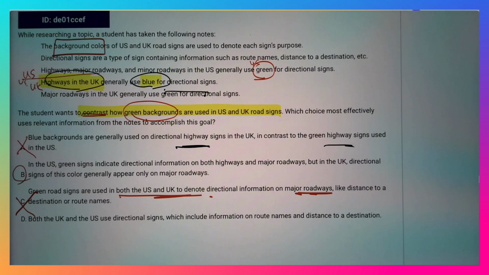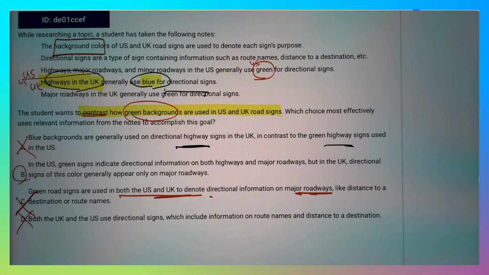And choice D, both the UK and the US use directional signs, which include, this has nothing to do with the color of backgrounds of the road signs. Therefore, the correct answer should be B.